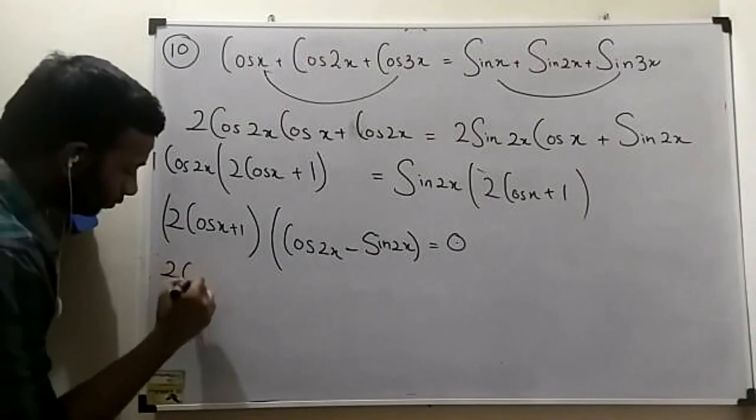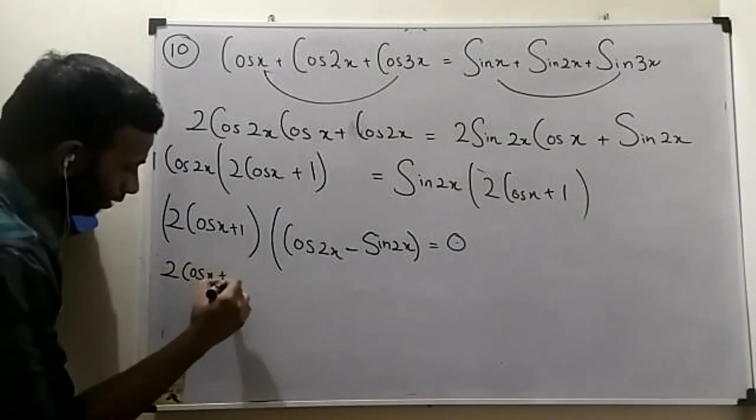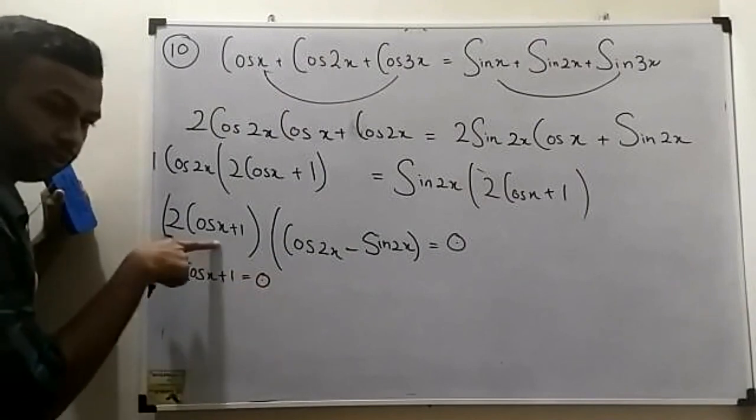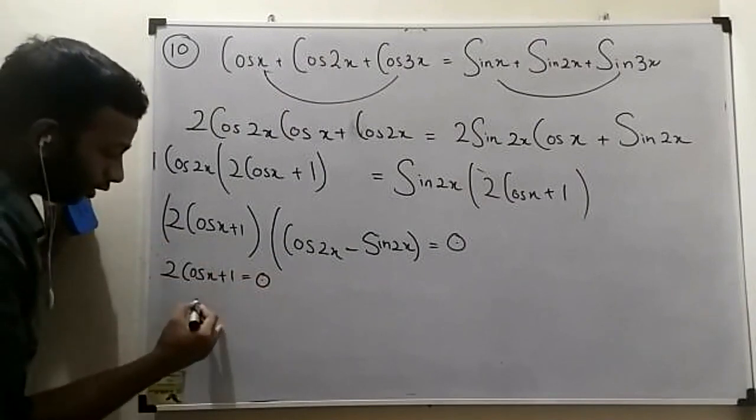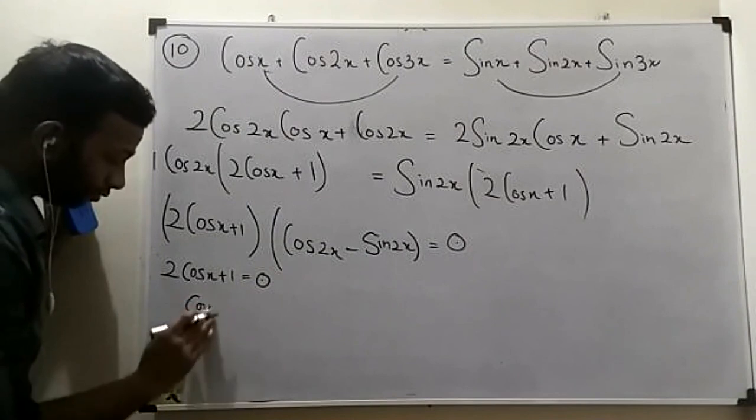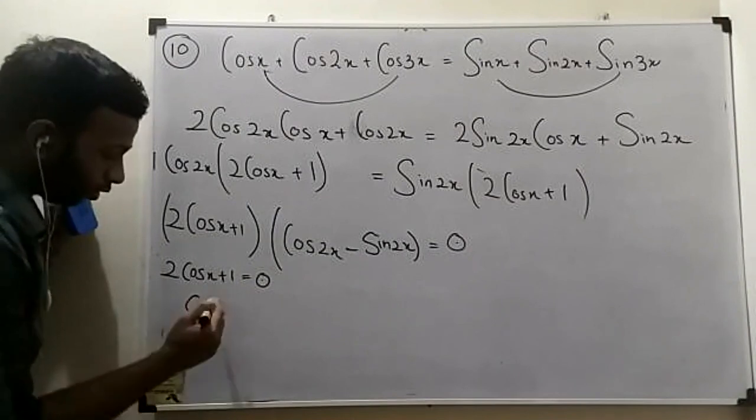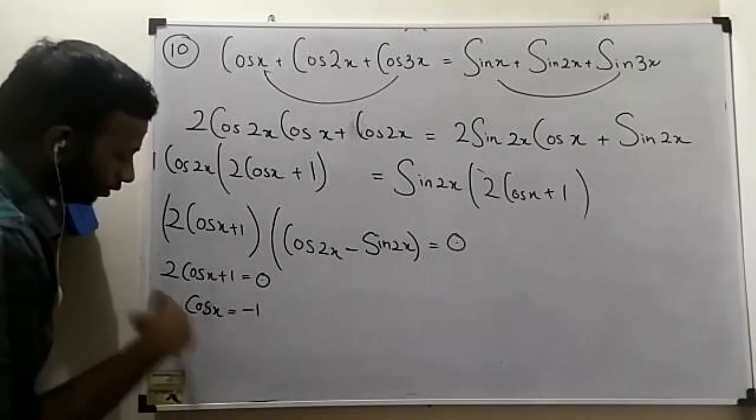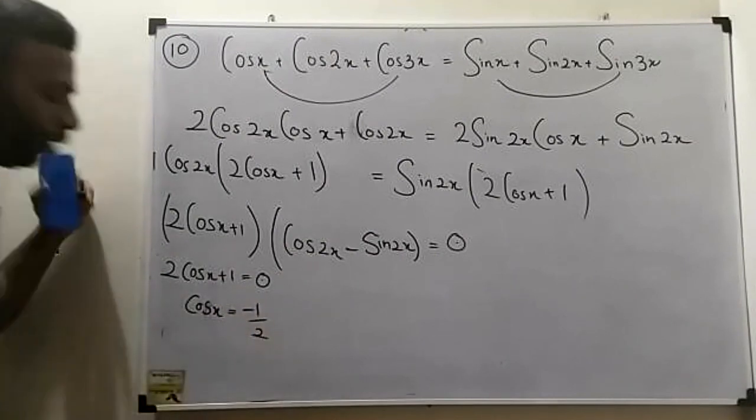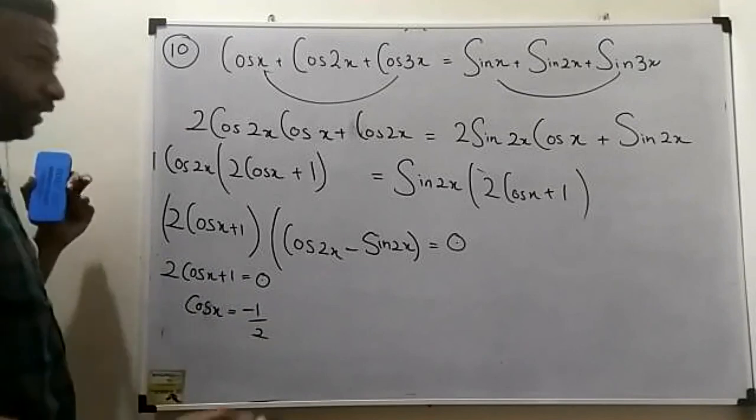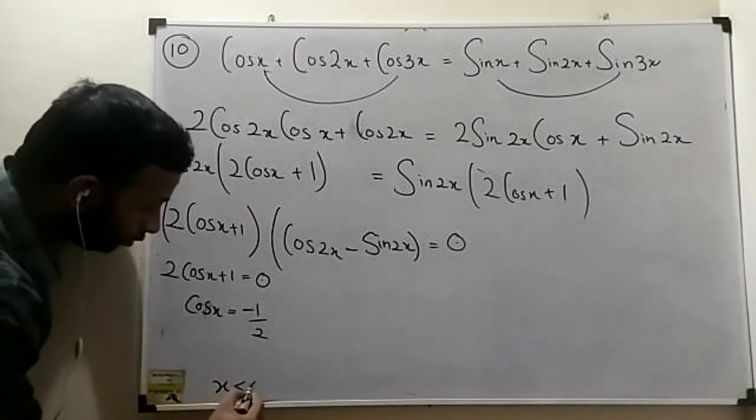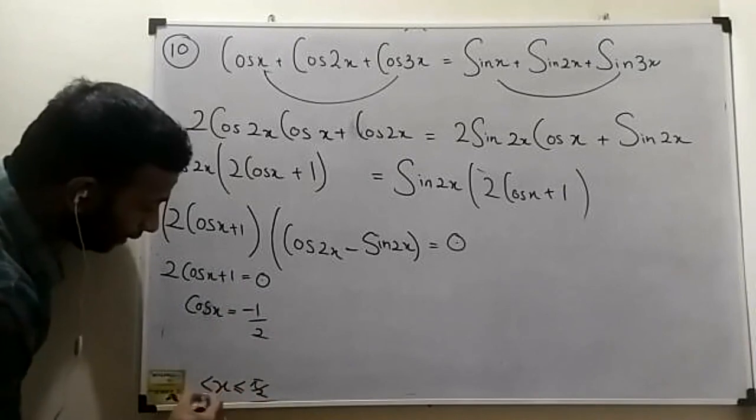2 cos x plus 1 is equal to 0. Which means if you simplify, cos x is equal to, you take this side, it will be minus 1 divided by 2, minus half. Now, can this happen? We have already been given that x is less than or equal to π/2 and greater than or equal to 0.